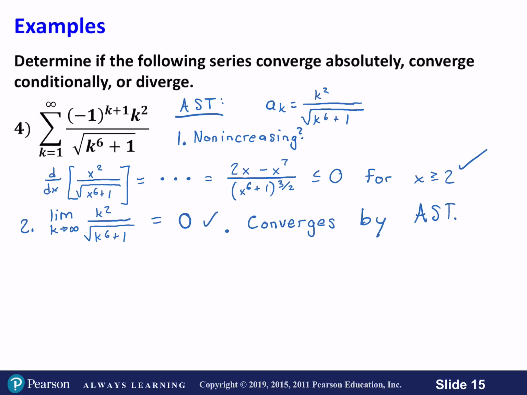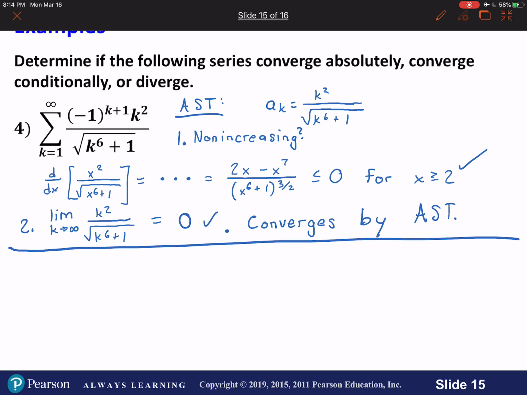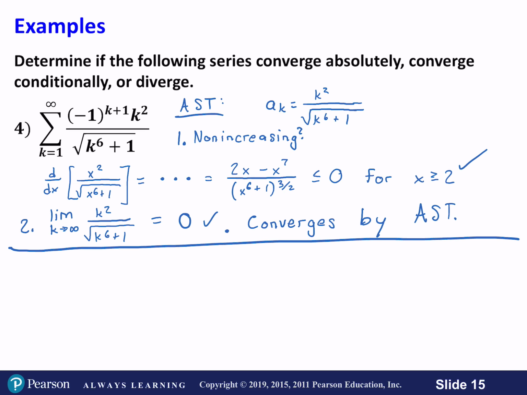Now, is it absolutely convergent, or conditionally convergent? In order to check that, we need to take its absolute value. So now, is it absolutely convergent? Take the sum from k equals 1 to infinity of (-1)^(k+1) times k squared over the square root of k to the 6th plus 1. And we are taking the absolute value of this thing.